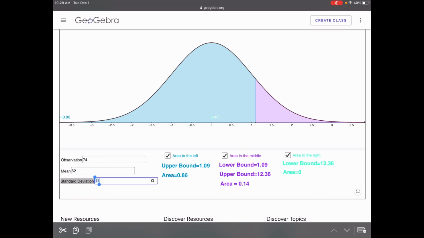The area to the right is not found because we've already used all of the curve. We can treat the area in the middle like it was the area to the right. So this is how you use the applet. Go back to the activity sheet and do the examples and come back to this applet if you need to practice more or if you want to check to see if your work is correct.